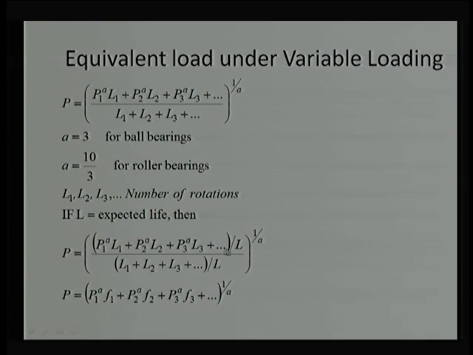So, that is why I say L1 divided by L is F1, L2 divided by L is F2, L3 divided by L is F3. And now, if we know F1, F2, F3 and the corresponding loads for those many rotations, we can find out what will be the equivalent load. Once I know the equivalent load, we can find out the operating life. Here is the total number of cycles, and then we can find out the bearing life in number of hours, number of days, number of rotations, whichever is required.